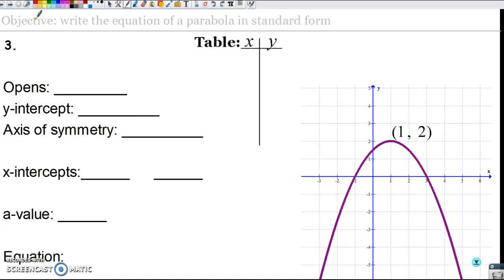So for this example, you'll see that we have this purple parabola over here on the right side of your screen. Which way does it open? That should be the easiest question to answer. It opens down, I can see that.